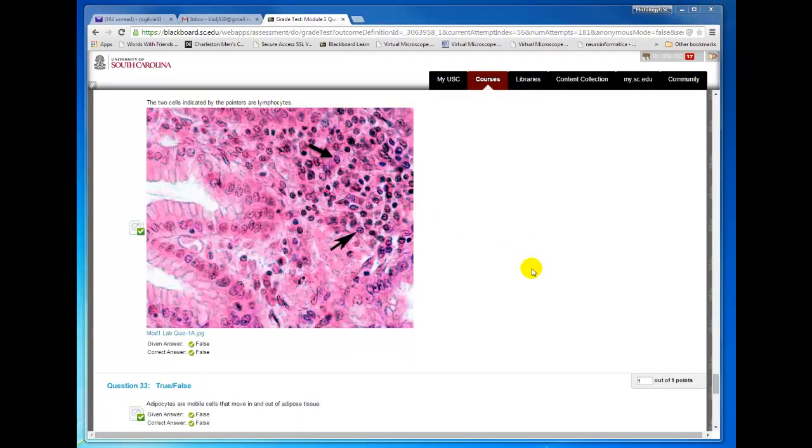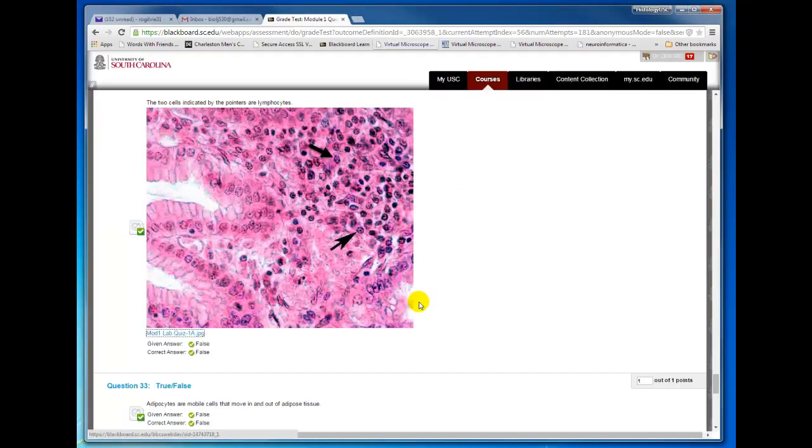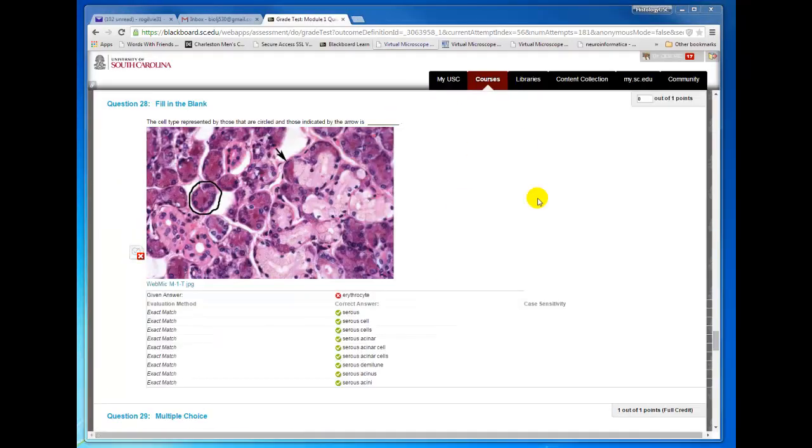This is another example of a specimen that you probably would benefit from magnifying. By clicking on this, you get a little larger, closer view. You can see the clock face pattern of the plasma cell in that nucleus. One last point about this image, which asks the cell type represented by those that are circled and those indicated by the arrow. And those are clearly serous cells.